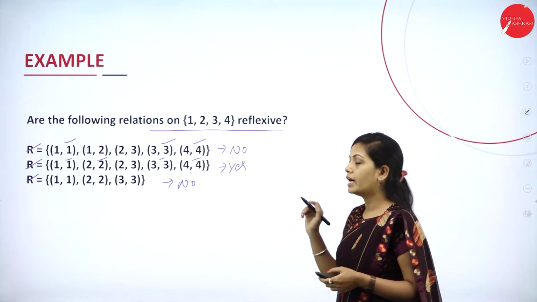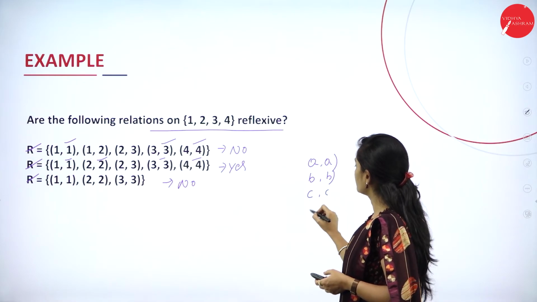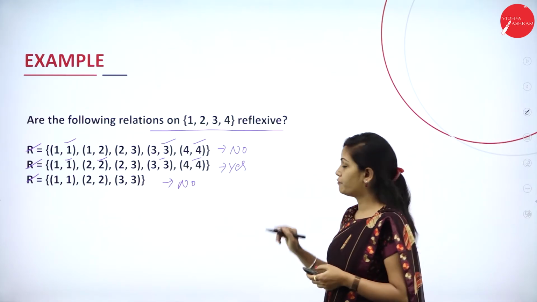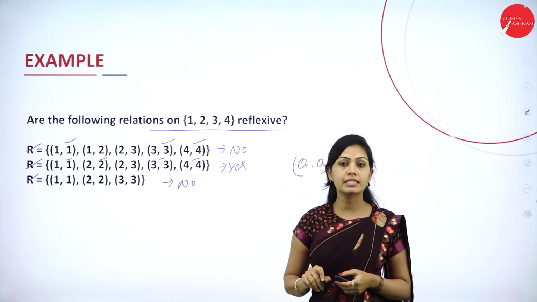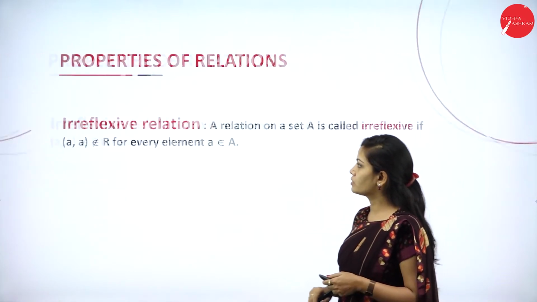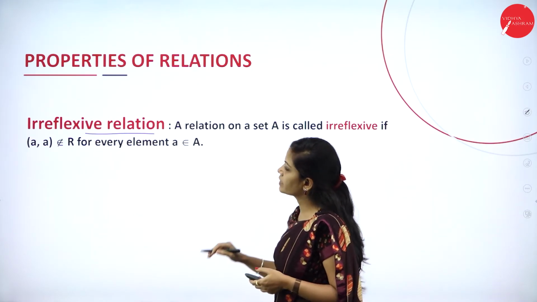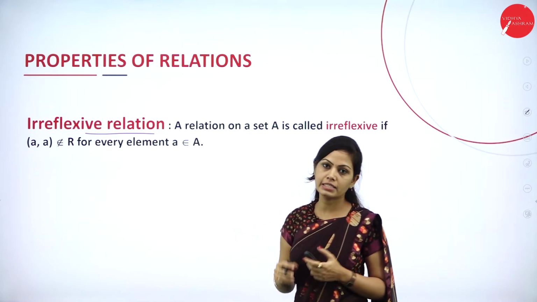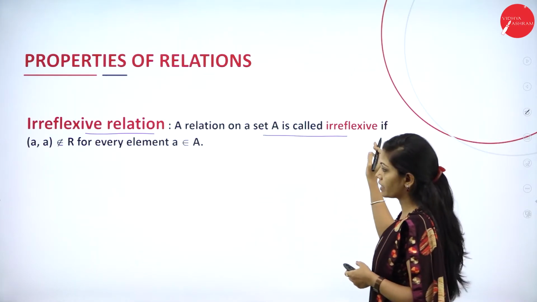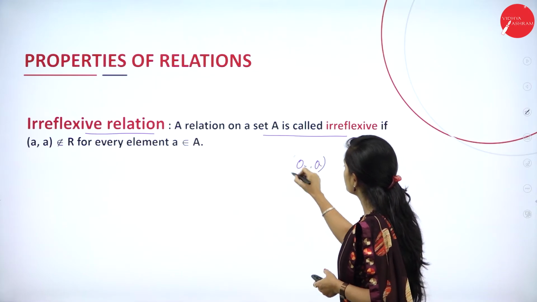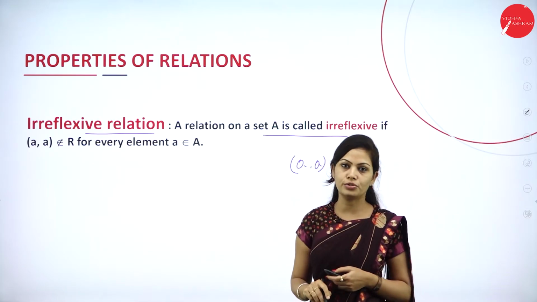A reflexive relation has to satisfy (a,a), (b,b), (c,c), (d,d), etc. So if (a,a) belongs to R, then we can call it a reflexive relation. And the next concept is irreflexive relation. What is irreflexive? If it does not satisfy (a,a), then we can call it irreflexive. It is the opposite of reflexive. A relation on a set A is called irreflexive if (a,a) does not belong to R.